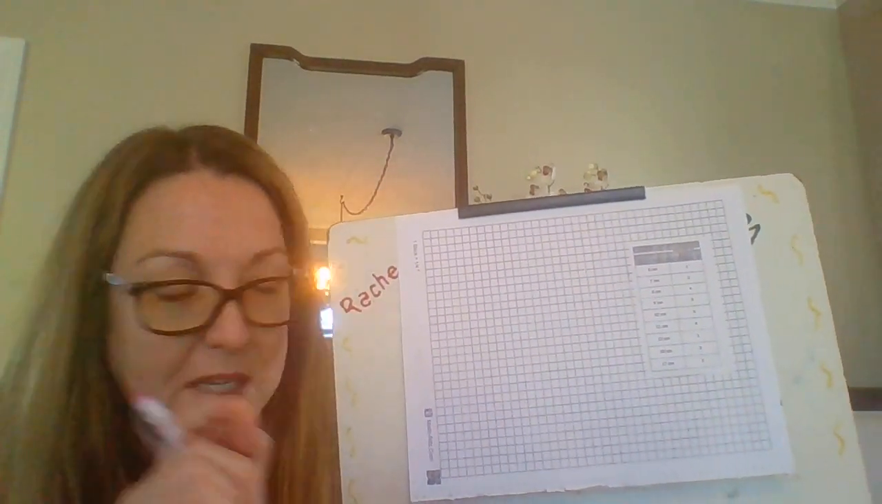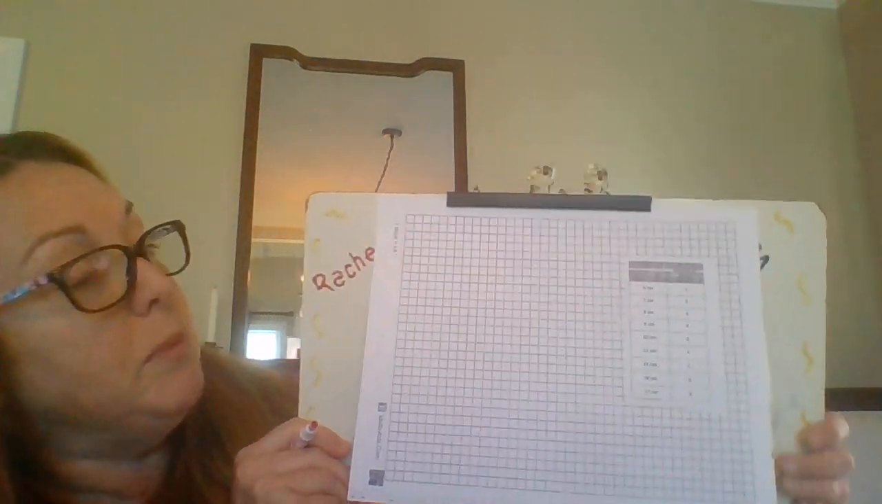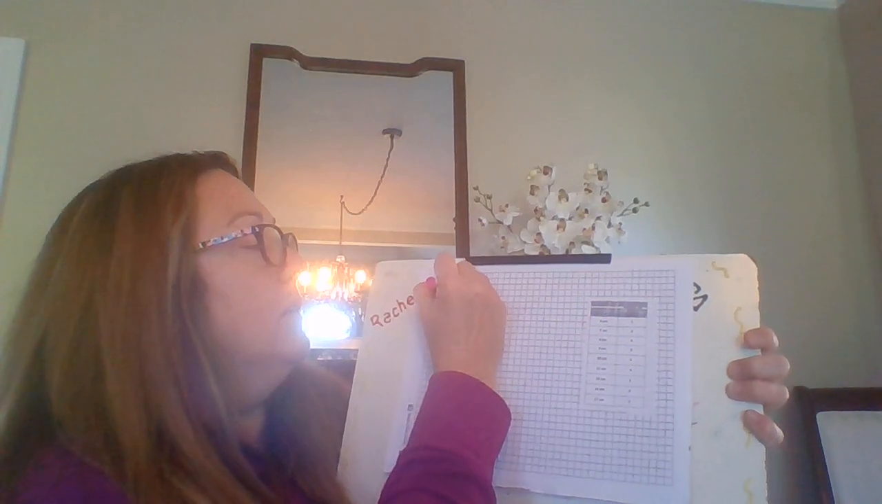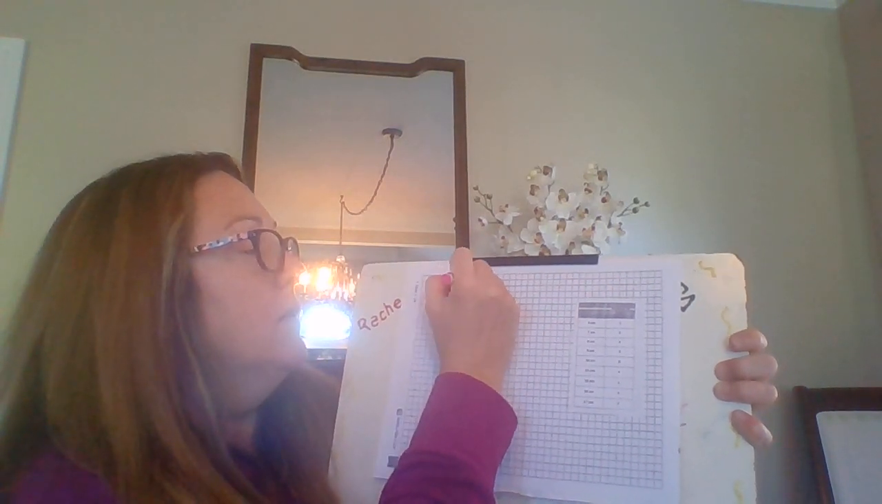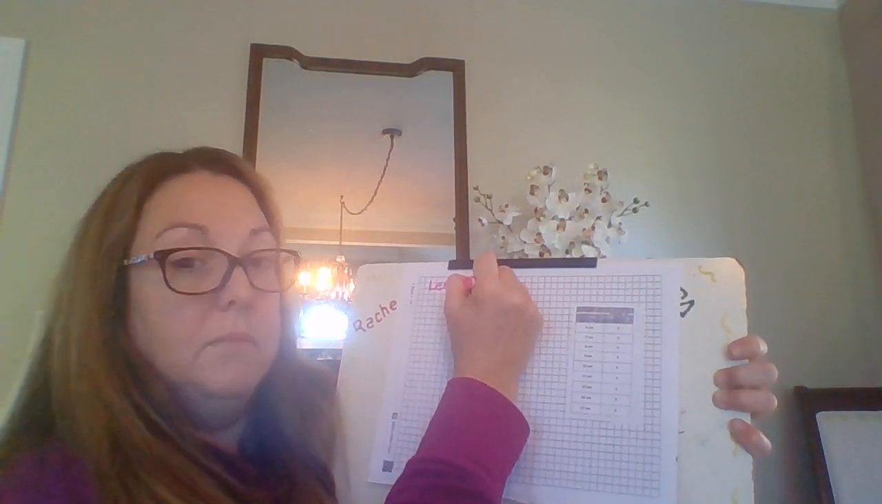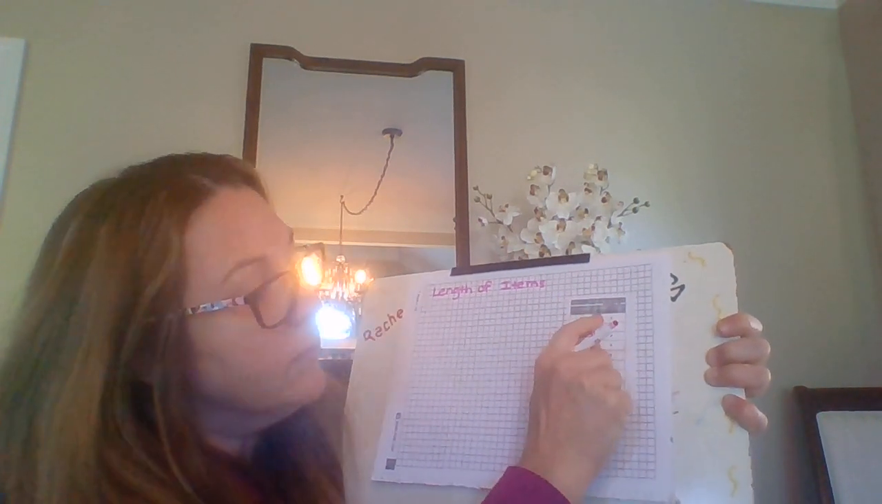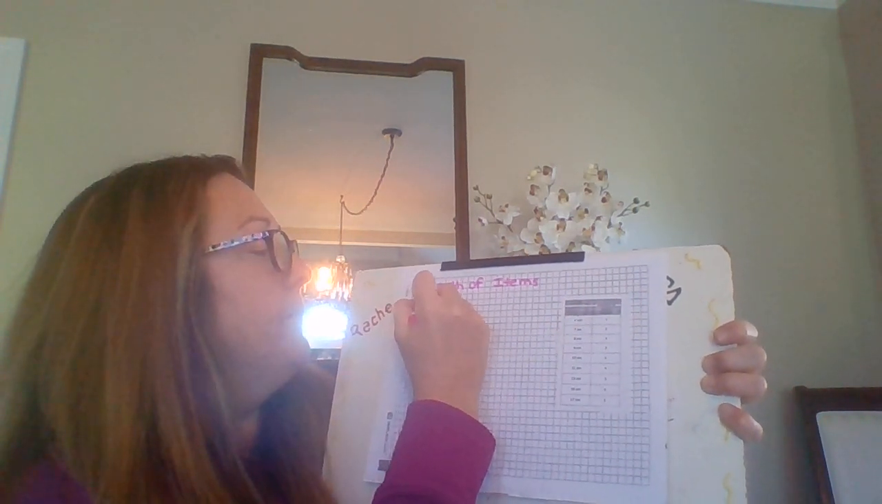So if you're following along with me, which you should be, get something that you can write with. A pencil might work better for you because you're going to need to be able to make small marks when we get down here. For me, I'm going to use a marker because you'll be able to see me better. So I'm going to write my title, length of items in our pencil boxes.